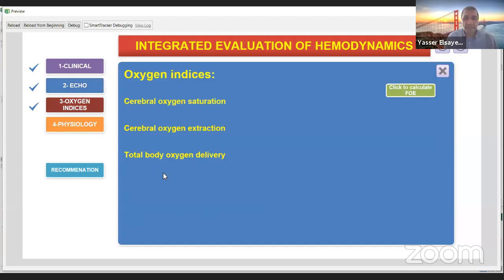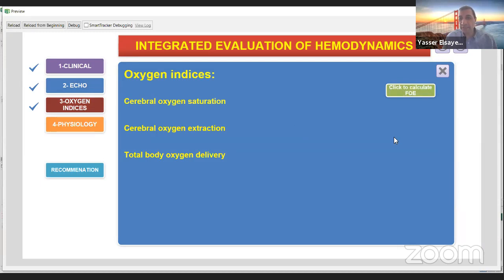And then oxygen indices. With oxygen indices, this is only in case you have near-field spectroscopy. And I know that Dr. Yahya is one of the experts in the Middle East using and teaching the value of near-field spectroscopy.